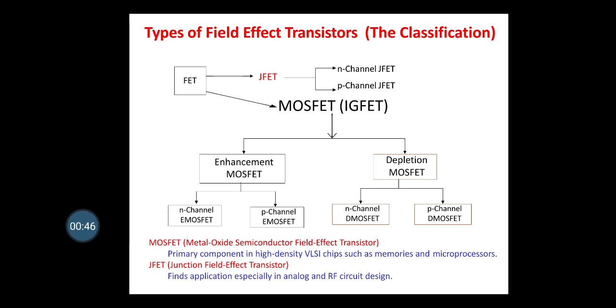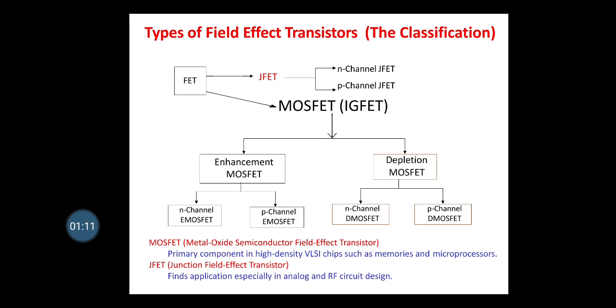Now, before understanding the CMOS technology, we'll revise field effect transistors. So here you can see the types of field effect transistors, the classification. It is divided into two, JFET and MOSFET. JFET stands for junction field effect transistor.